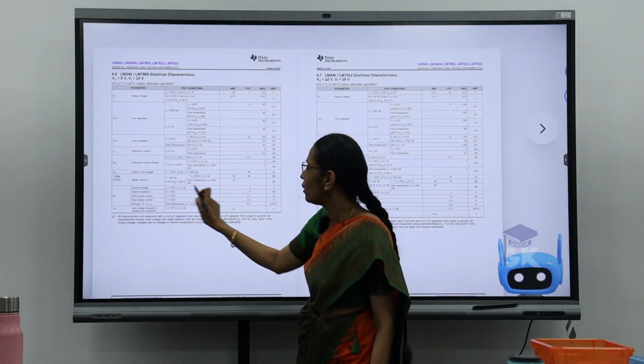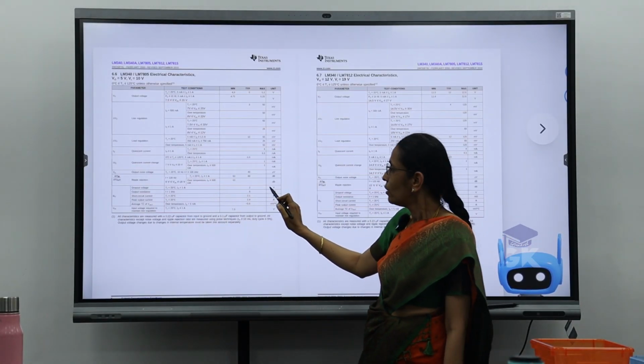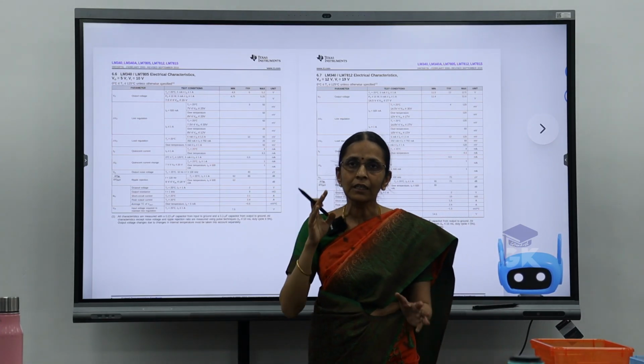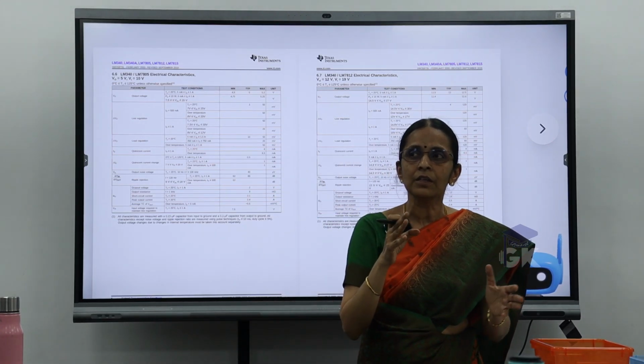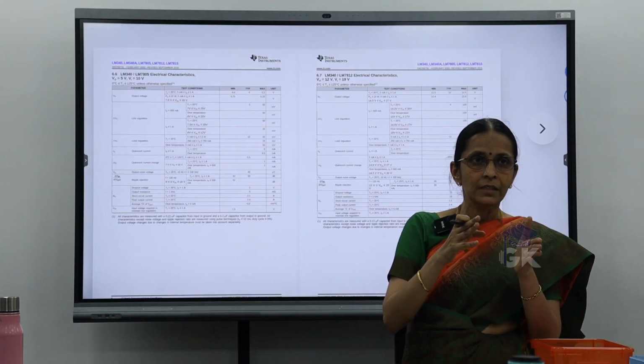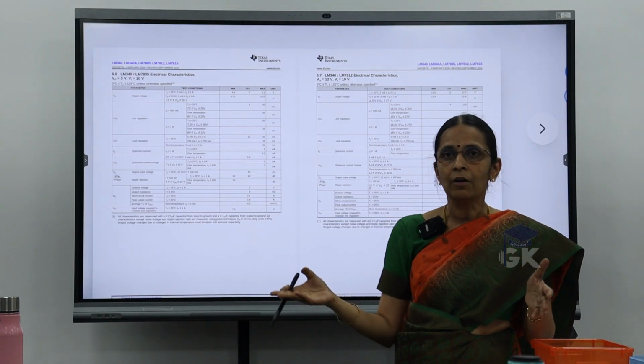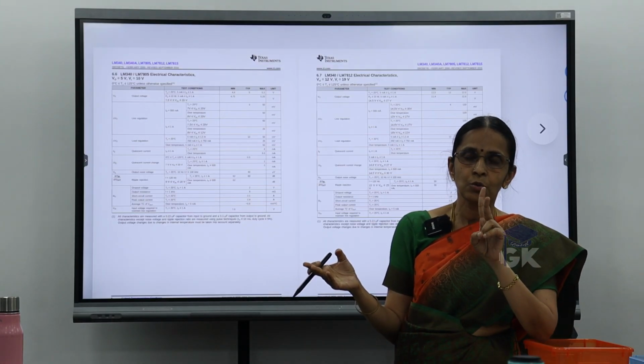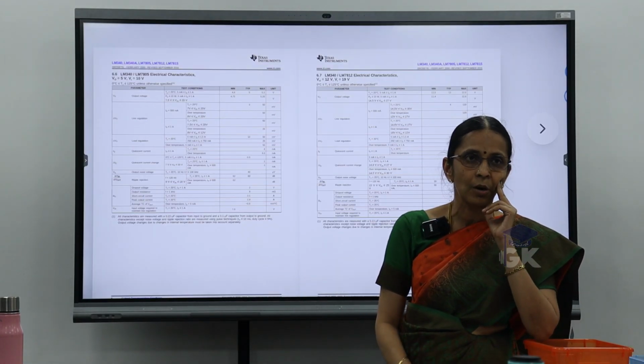Here I have this dropout voltage. Dropout voltage can be typically 2 volts. That's the reason why we say we can give say 7 volt as the input minimum, and what is the output we will get? 5. So 7 minus 5 is going to be 2 volts. So that is nothing but your dropout.